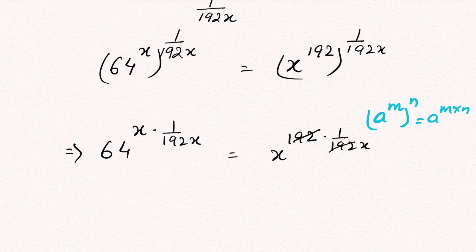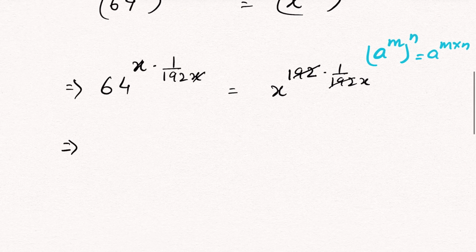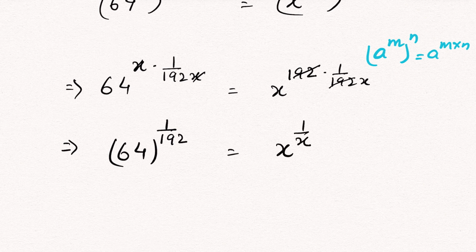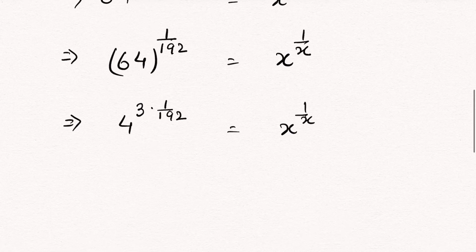192 and 192 get cancelled. Here x and x get cancelled. Now this is 64 raised to the power of 1 upon 192 is equal to x raised to the power of 1 upon x. Now 64 we can write as 4 raised to the power of 3, then times 1 upon 192 is equal to x raised to the power of 1 upon x, or 192 divided by 3 is 64, so 4 raised to the power of 1 upon 64 is equal to x raised to the power of 1 upon x.